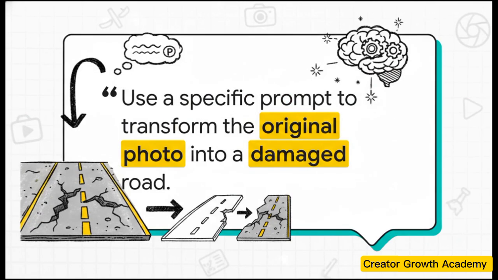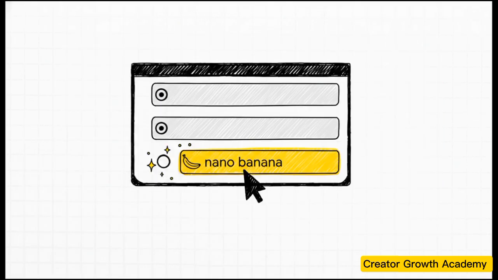And here is the first secret ingredient, the prompt. See, you aren't just telling the AI, hey, make this road look bad. No. You're using really descriptive language, telling it to create things like cracked asphalt and weathered lines to get that absolutely perfect before picture.